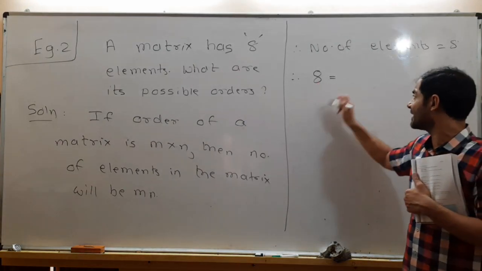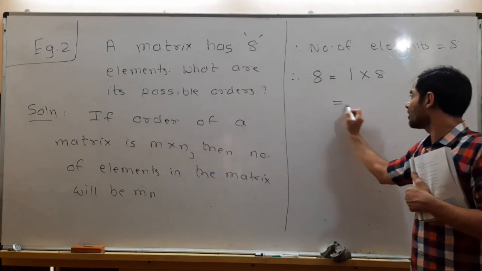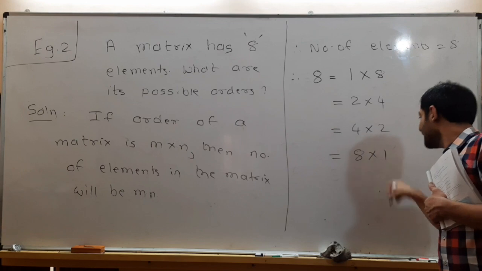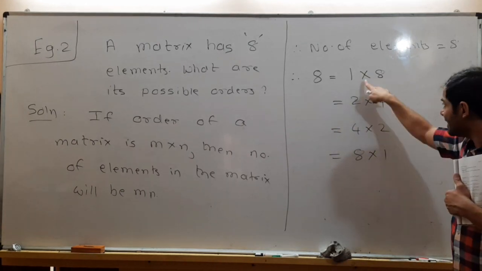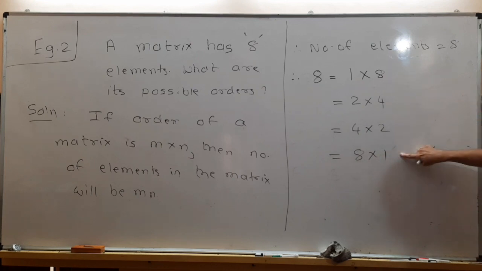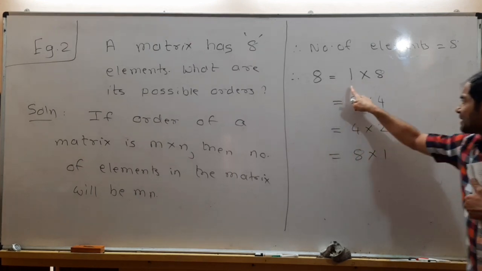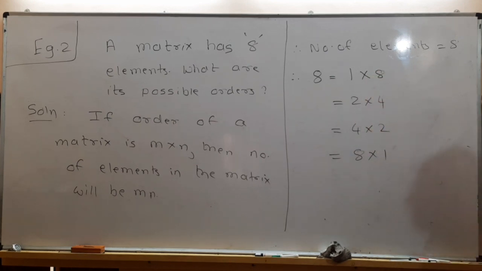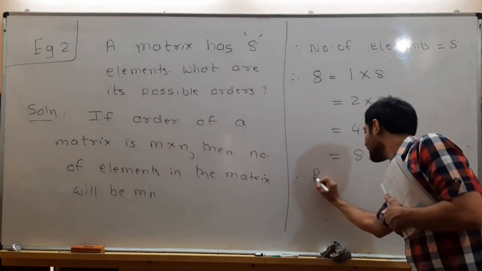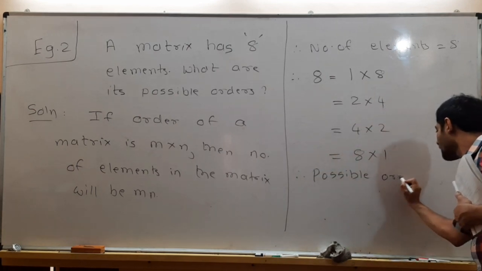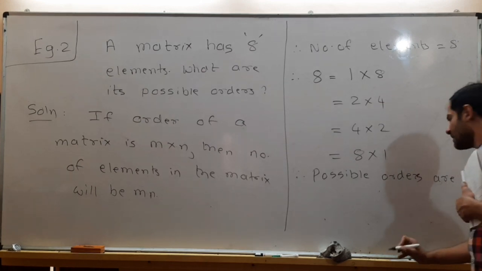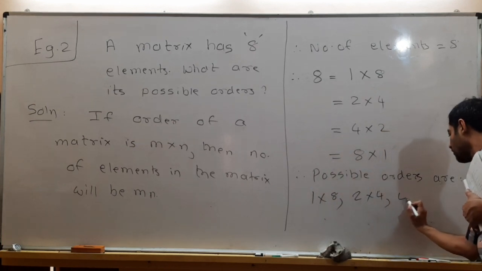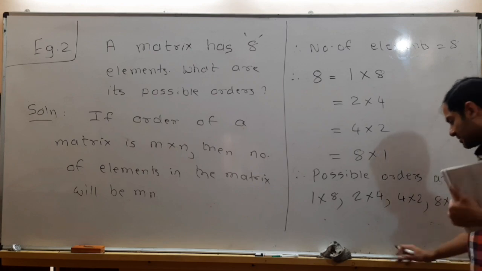So I will write 8 is 1 into 8. I can also write it as 2 into 4. That I can write as 4 into 2. And that I can write as 8 into 1. These are 4 possible ways of expressing 8 as a product of 2 natural numbers. So this will be the 4 orders of the matrix which is required. So possible orders are 1 cross 8, 2 cross 4, 4 cross 2, 8 cross 1.